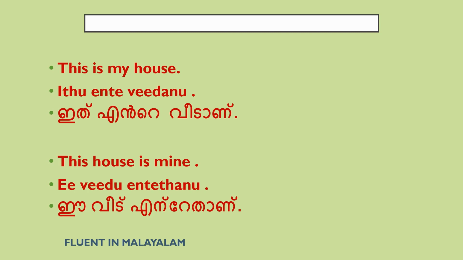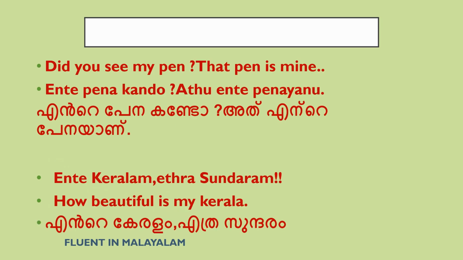Going to the next example. Did you see my pen? That pen is mine. എൻ്റെ പേന കണ്ടോ? അത് എൻ്റെ പേനയാണ്. Did you see my pen? That pen is mine. So in that example it is my and mine, and you can see in Malayalam it came to ente.